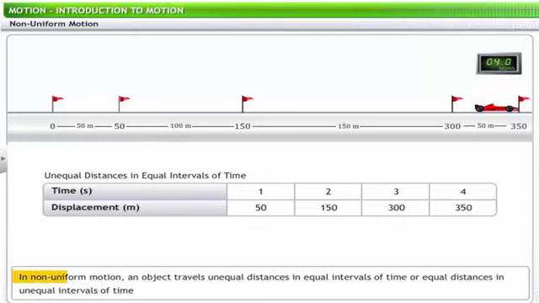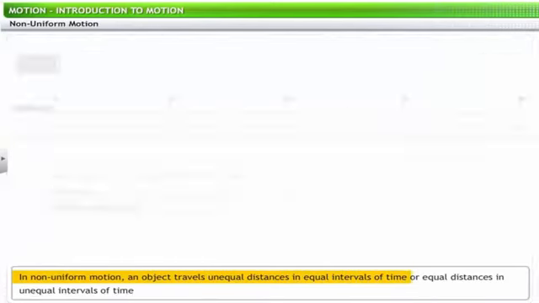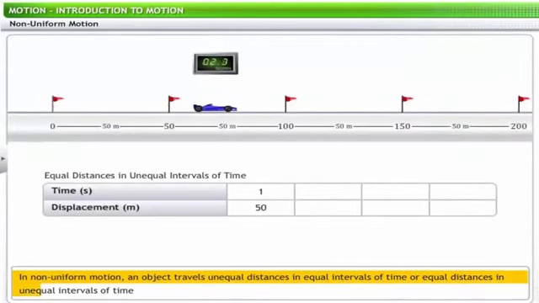An object is said to be in non-uniform motion if it travels unequal distances in equal intervals of time, or equal distances in unequal intervals of time.